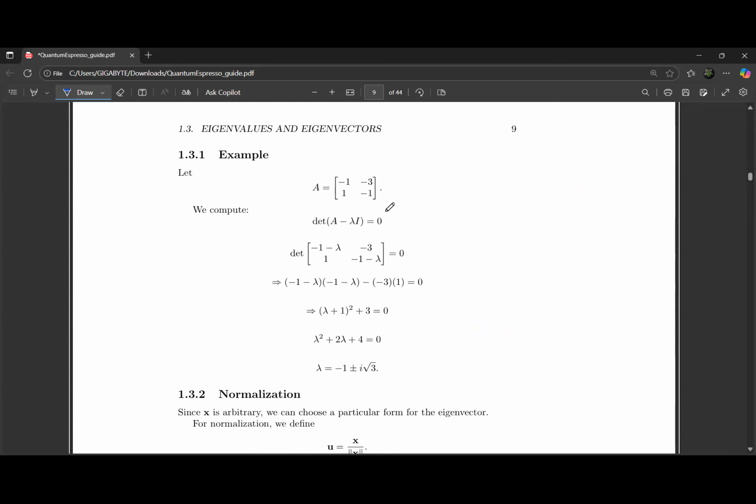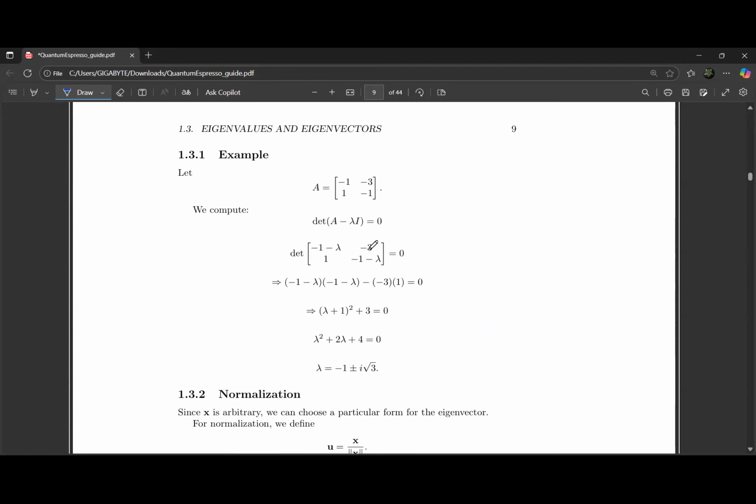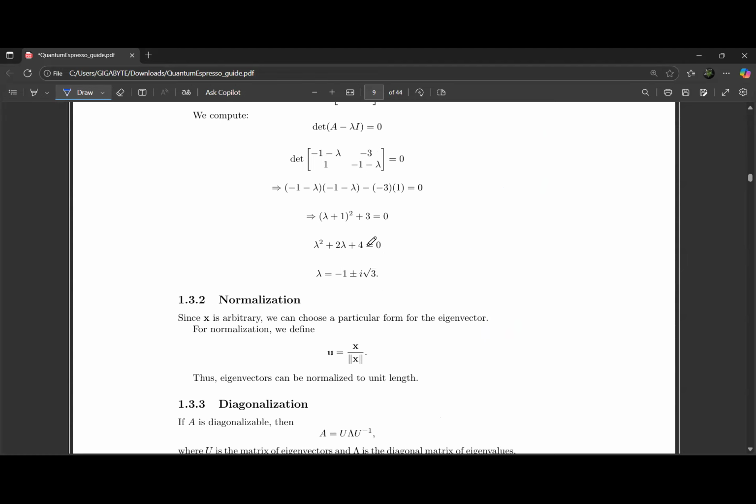So here's a simple example of that. We have a matrix A, and we are about to calculate the eigenvalues for this matrix. Here we have simply taken the determinant, and eventually solving for lambda, we've got two values. One is -1 plus i root 3, and the other one is simply the complex conjugate of this.